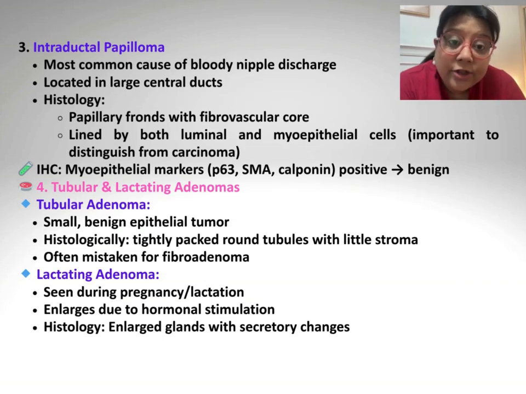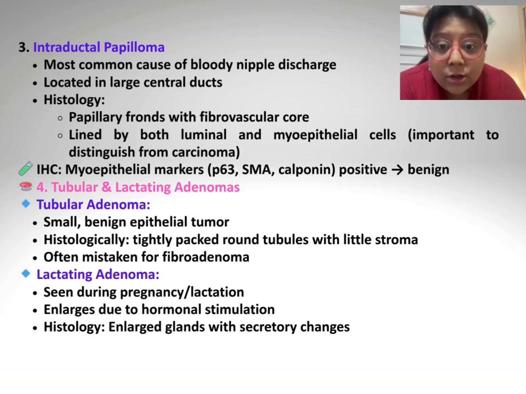Now let's talk about intraductal papilloma. It's the most common cause of bloody nipple discharge and is located in the large central ducts. Histologically, what you will see is papillary fronds with fibrovascular core lined by both luminal and myoepithelial cells. So if you have to distinguish it from the papillary carcinoma of breast, IHC myoepithelial markers P63, SMA, calponin will show positivity and indicate towards the benign nature of the lesion.